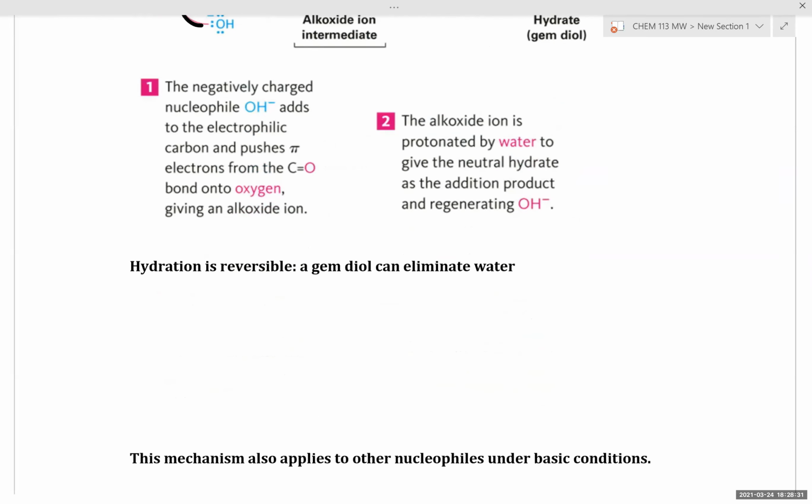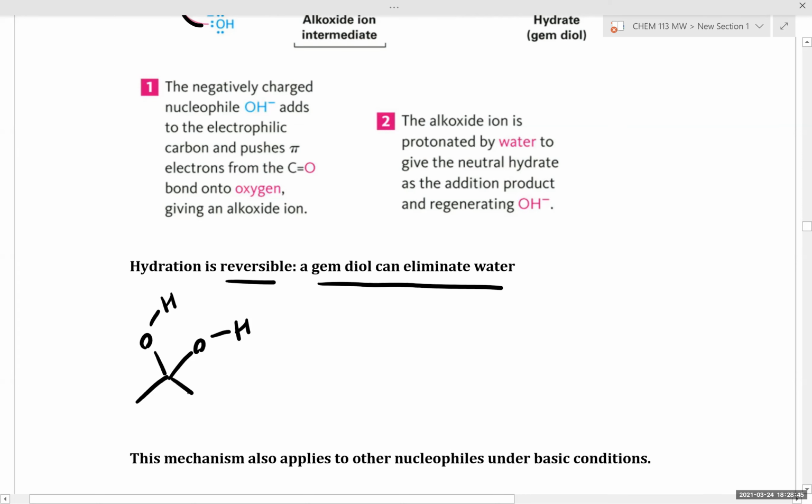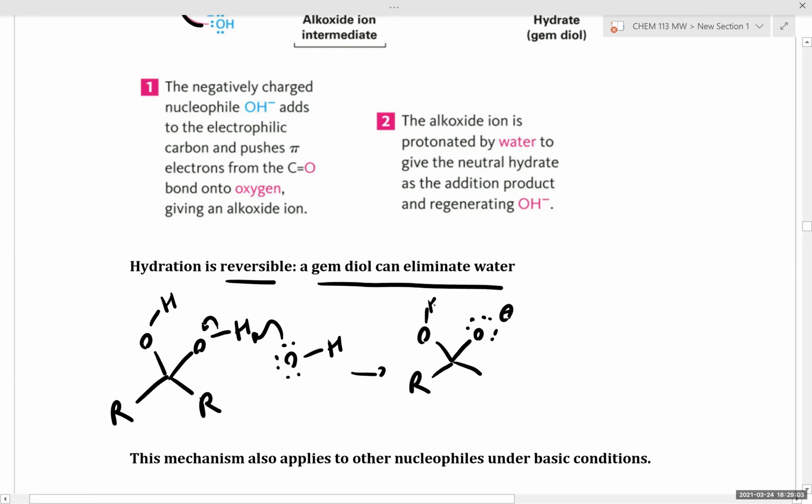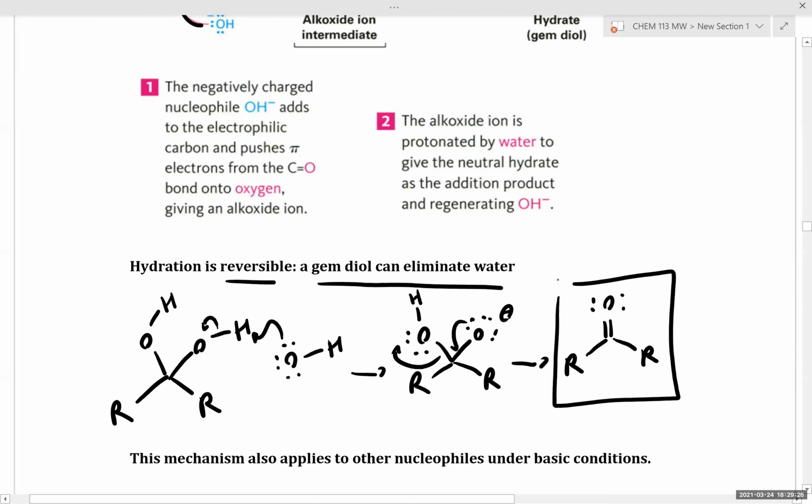Okay, so let's talk a little bit about two other main features. Hydration is reversible, and a gem diol can easily eliminate water. So let's draw that out. So we have this wonderful gem diol. Well, we can just as easily kick out water or hydroxide via deprotonation. We go back to our alkoxide intermediate. And if we're under basic conditions, it's not unreasonable to kick out hydroxide. I can't imagine protonating to activate hydroxide as a leaving group would be viable under basic conditions. And from there, after kicking out hydroxide, we regenerate our parent ketone or aldehyde. So it's important to note that hydration is reversible and the equilibrium generally favors the ketone or aldehyde. Does that make sense?